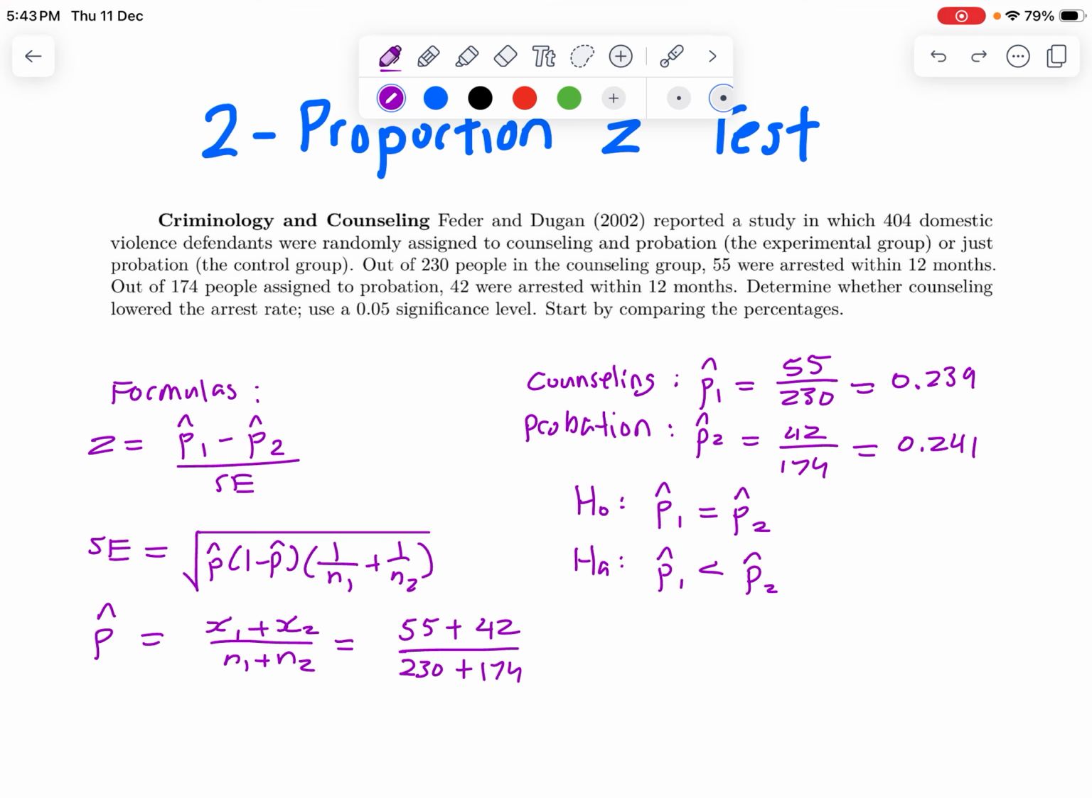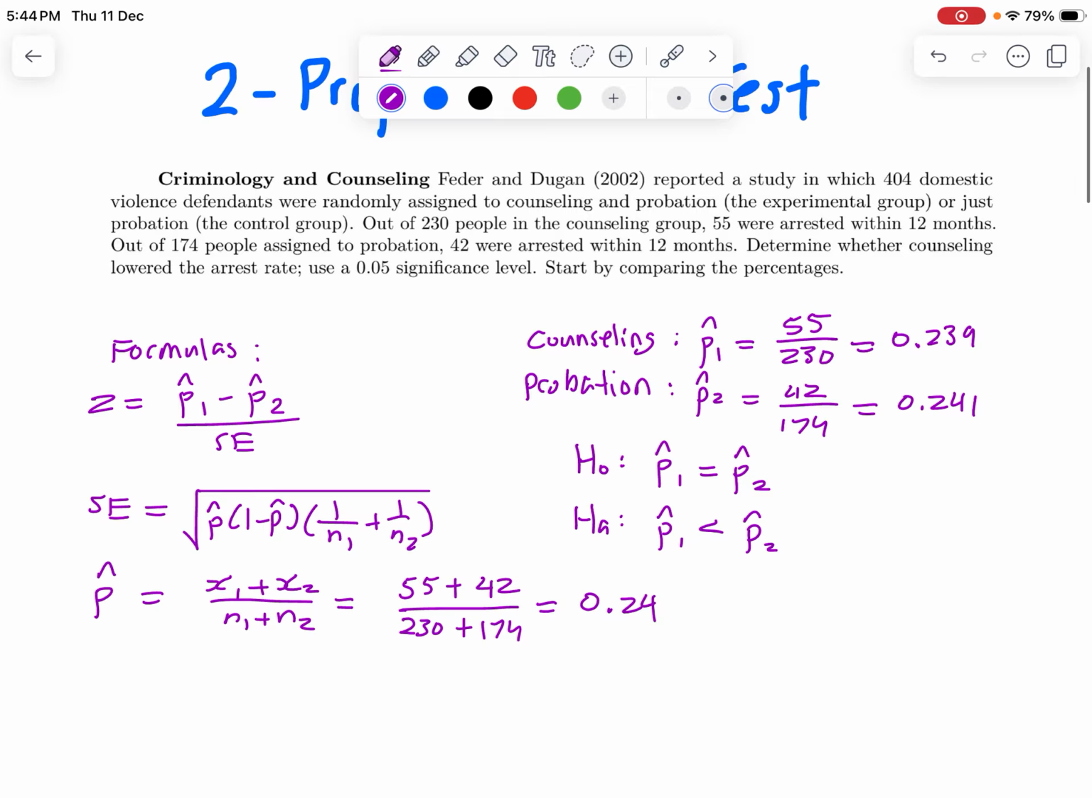Now the next step is to find the pooled proportion, which we call just p hat, and we use it to find the z-score. Here I already wrote that it is 55 plus 42 over 230 plus 174. x1 is in this case just 55, x2 is 42, n1 is the sample size for the first group, and n2 is the sample size for the second group. Once we have that, you should get 0.24. Now we can move on to finding the z-score.